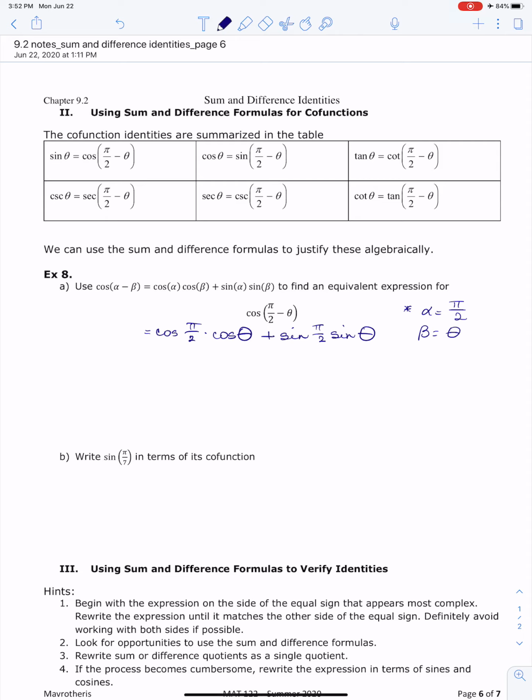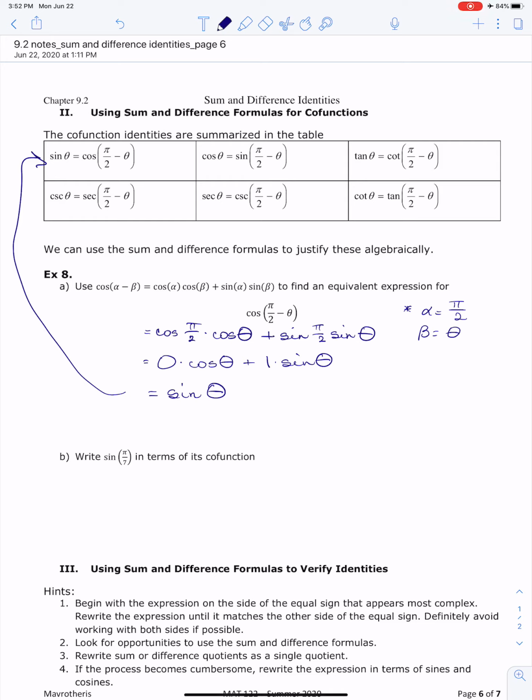Keep in mind we do not know what theta is, but we can evaluate cosine and sine at pi over 2. So the cosine at pi over 2 is 0. So I got 0 times cosine theta plus the sine at pi over 2 is 1. And so I get 0 times cosine theta is 0. 1 times sine theta is sine theta. So we have just shown that cosine of pi over 2 minus theta equals the sine of theta, which is what we have right up here in the very top left corner.